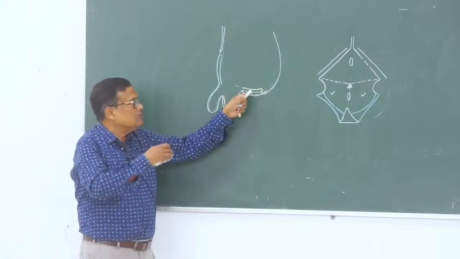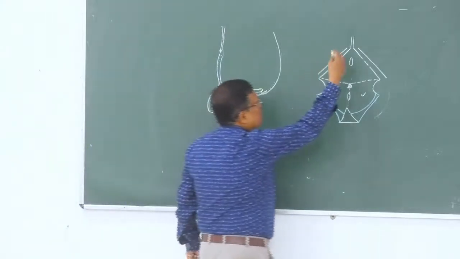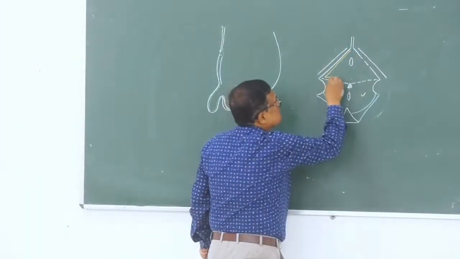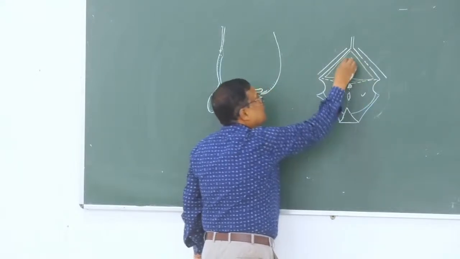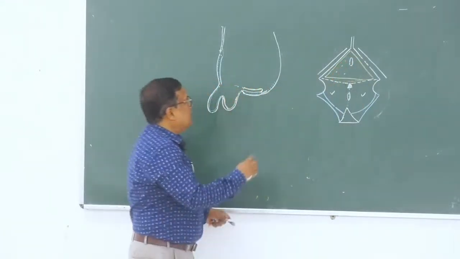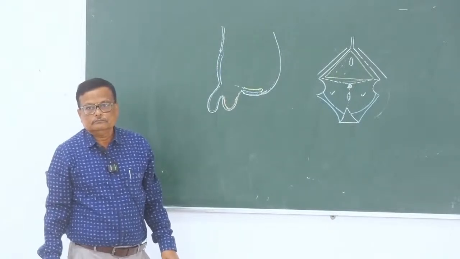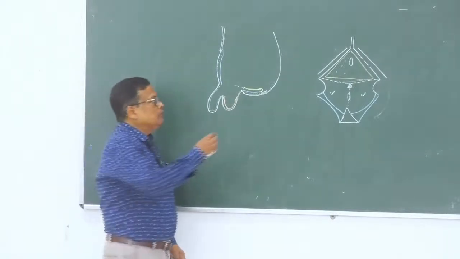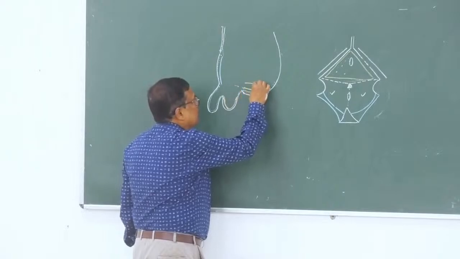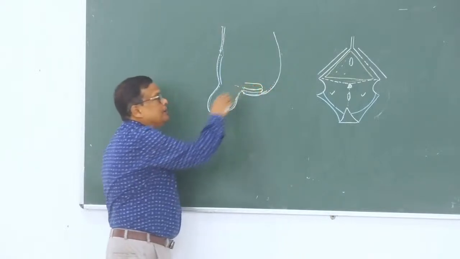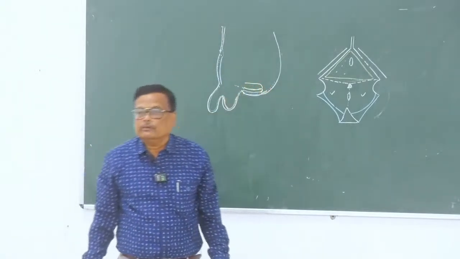In cut section, it looks like that. Perineal membrane. Above the perineal membrane, in the previous view, there is another layer we call the superior fascia of the urogenital diaphragm.